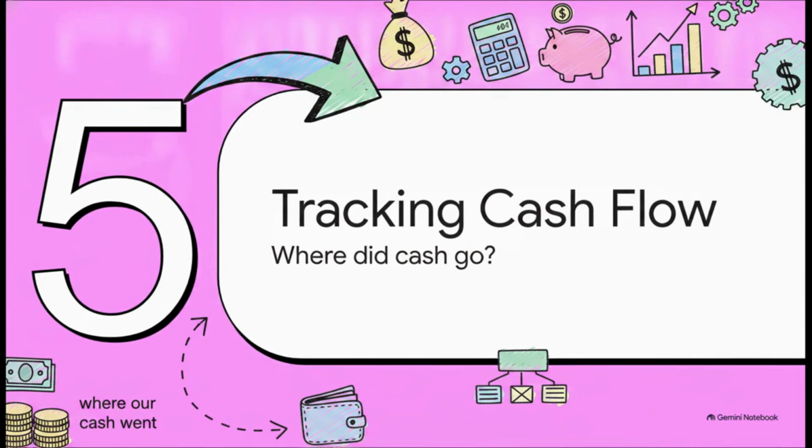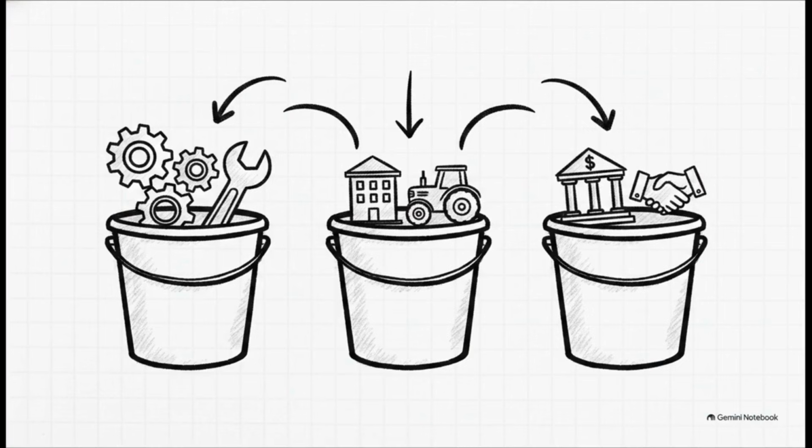Okay, Section 5. Tracking the cash flow. We need to answer the ultimate question here. Where did our cash actually go? To find out where the cash went, we categorize activities into 3 very clear buckets. First, operating the business day to day. Second, investing in long-term assets like land or heavy machinery. And third, financing the business through borrowing debt, issuing new shares, or paying dividends to owners.